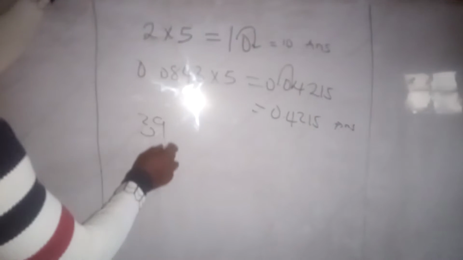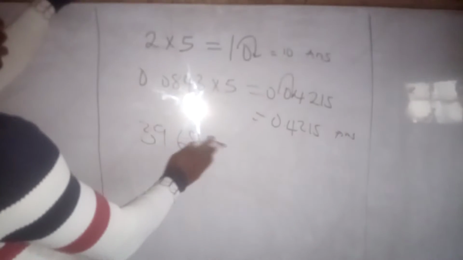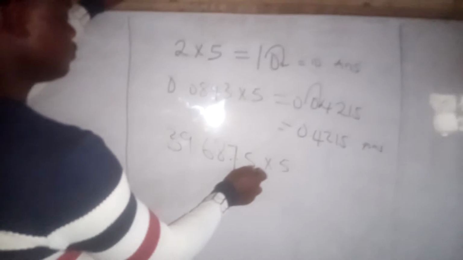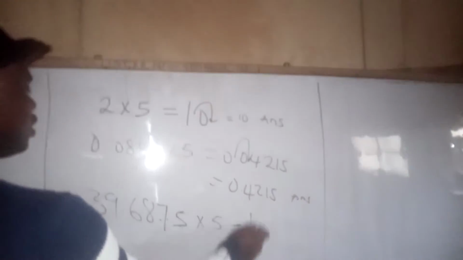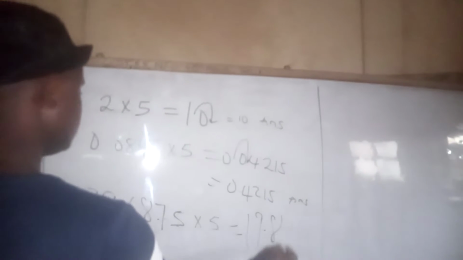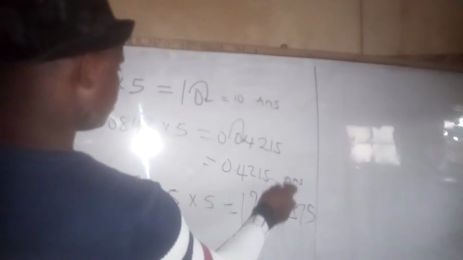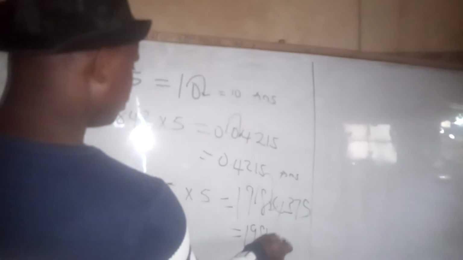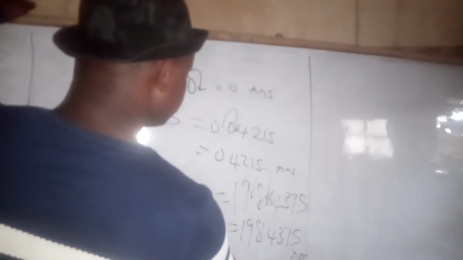Let's say 9.683 or let's say 6875, all multiplied by 5, no problem. Just get half of it, that's now 19.84375. Shift the decimal place one step forward. That gives you 198.4375, and that becomes your answer.